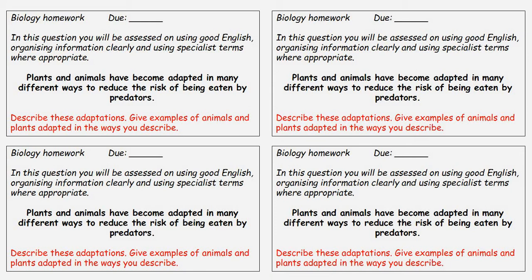have become adapted in many different ways to reduce the risk of being eaten by predators. Describe these adaptations, give examples of animals and plants adapted in the ways you describe. So again, we'll have this as an optional task and you can send it to me via Teams. What I'll do is set up an optional assignment for you to submit these questions to me to have a look at. So I'll set that up and send that to you guys.